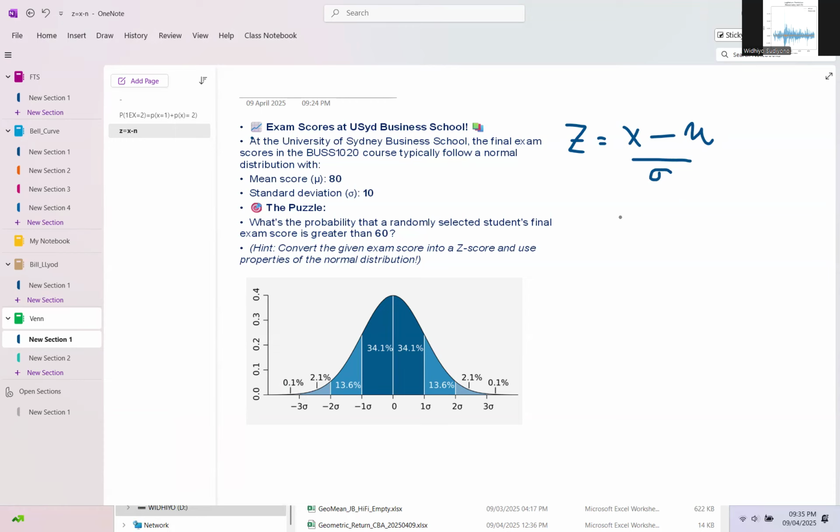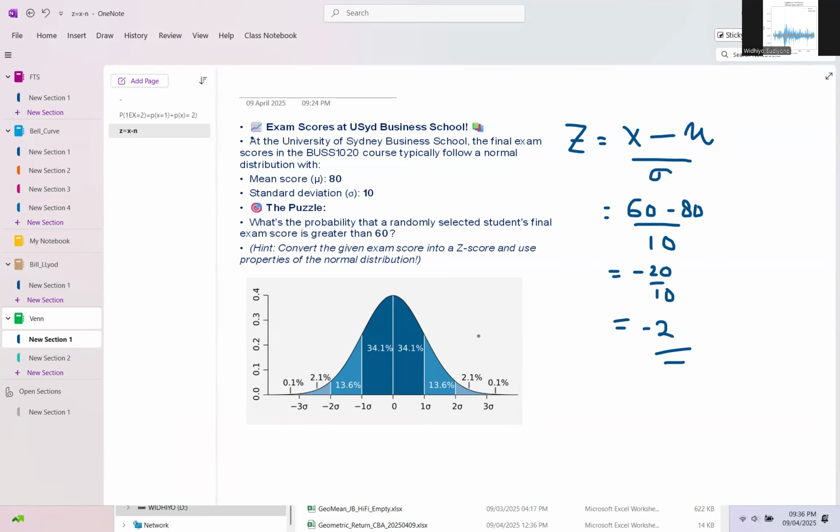Basically that's it. So in here, the value is 60, and the average or the mean is 80, and the sigma is 10, for the standard deviation. So it would be minus 20 over 10, so it would be minus 2. In here, we are lucky that we have a rounded Z-score, which is minus 2.